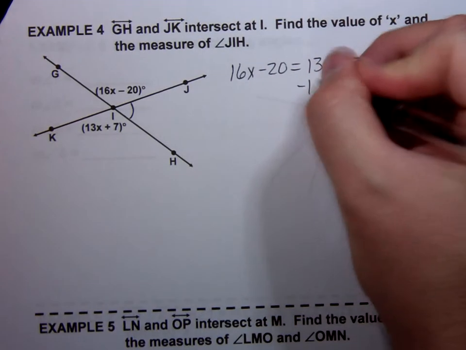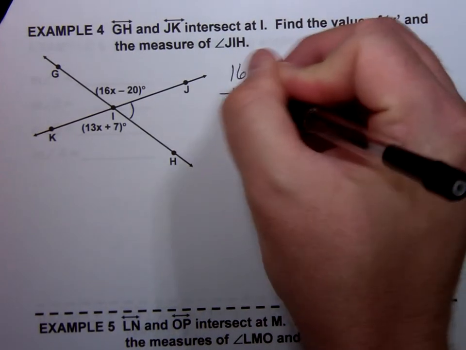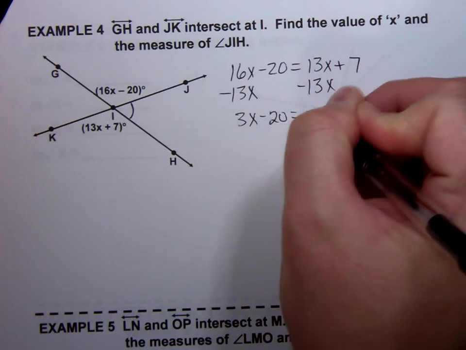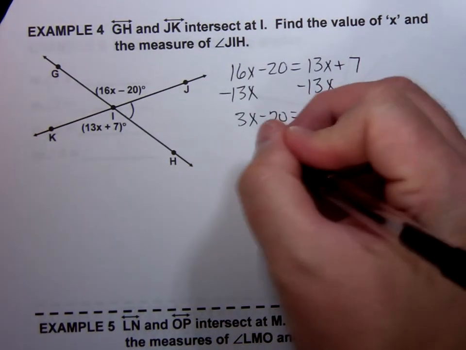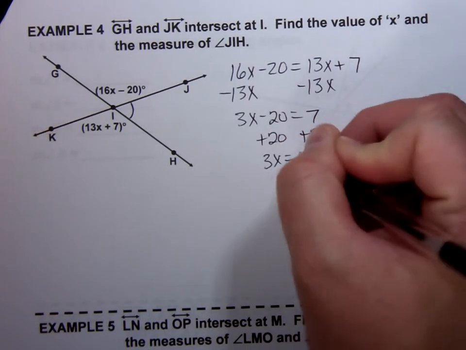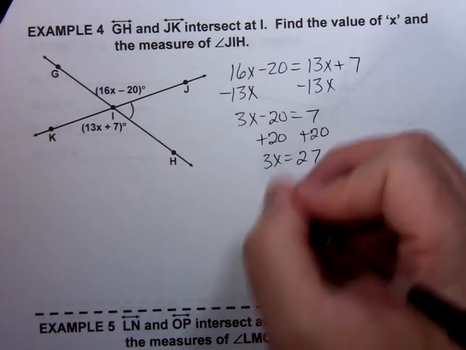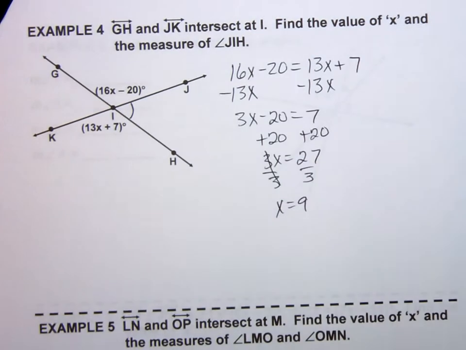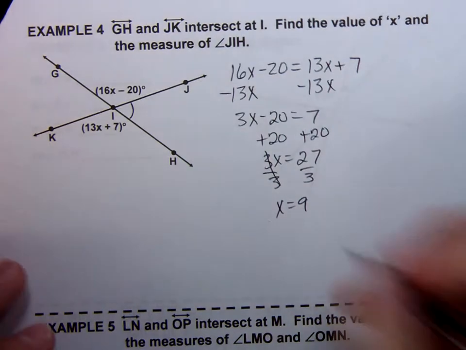So we set them equal to each other, and we can find out what x is by solving this equation. So I'm going to subtract off the 13x from both sides. I want to get x by itself. I'm going to add 20, get rid of the constant, and then divide by 3. And that tells me x is 9. So that's part of our answer. We were told to find the value of x, so that's part of our answer.